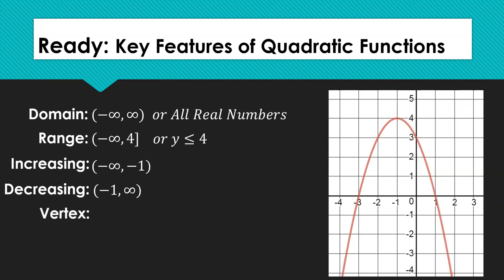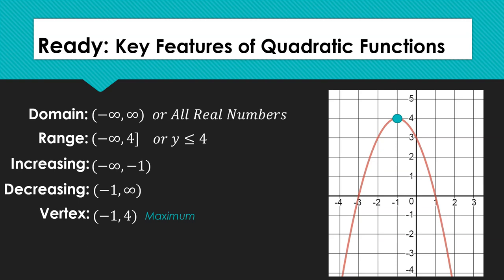The vertex is the minimum or maximum point of the function. It is also the point where the parabola changes direction. In this example, the maximum point is located at negative 1, 4.